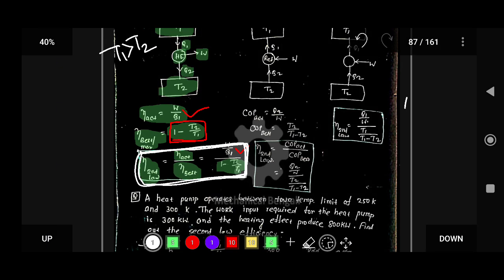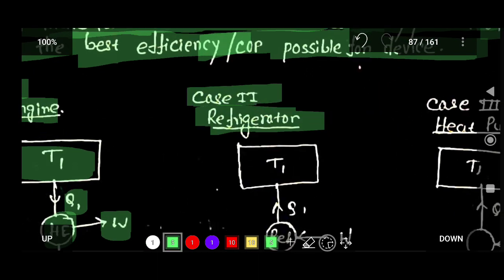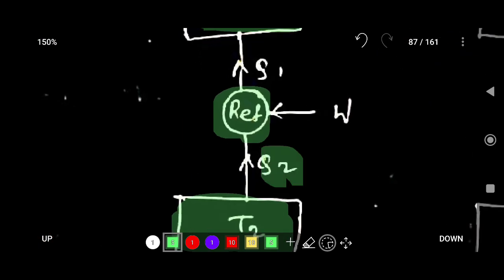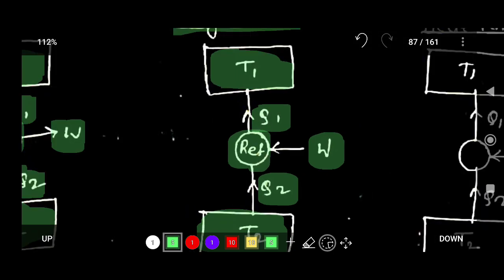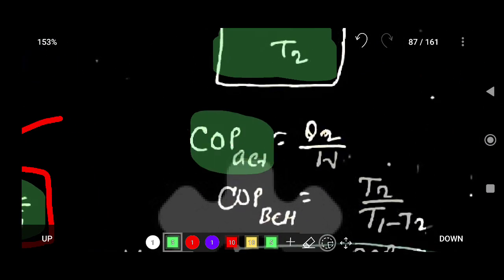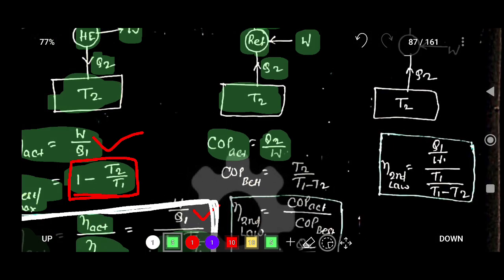Okay, now consider case 2, which is a refrigerator, operating between T1 and T2, and consider T1 is greater than T2. Here the refrigerator basically absorbs Q2 amount of heat and W amount of work, and rejects Q1 amount of heat to the surroundings or the higher temperature. Now if you want to calculate the actual COP, that is equal to Q2 by W. Q2 is the cooling effect, W is the work input.